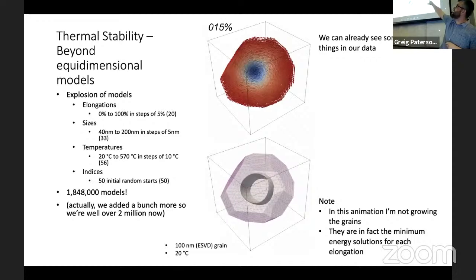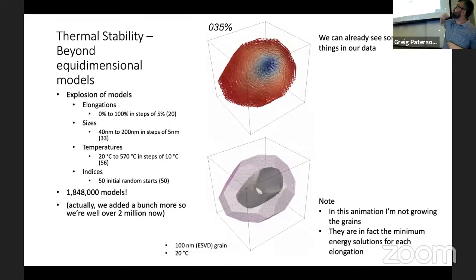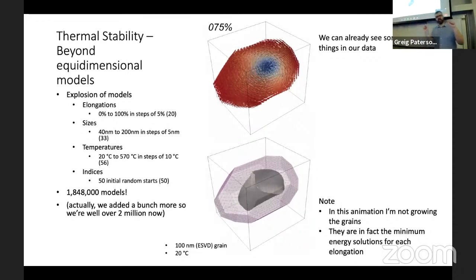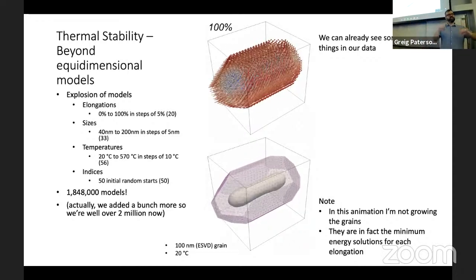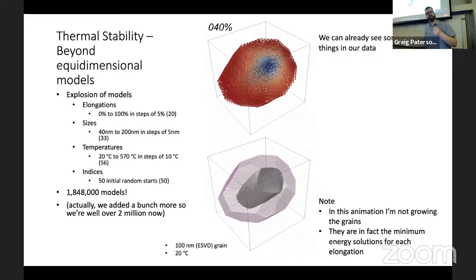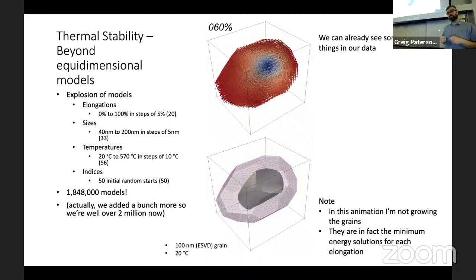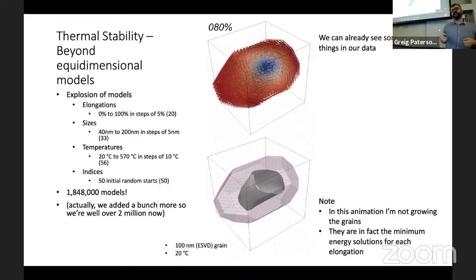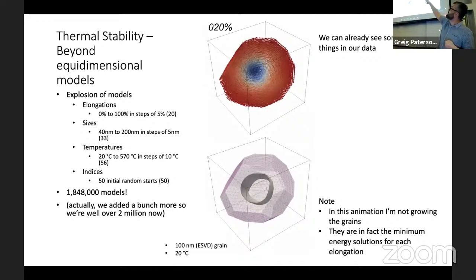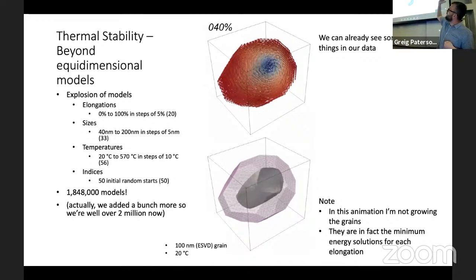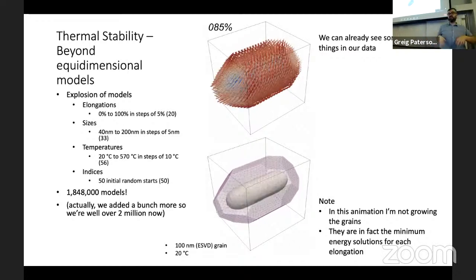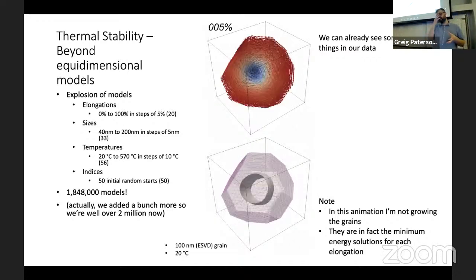So what you're seeing here is a grain which is being elongated. So we're looking at the local energy minimum. These are the most magnetically stable domain structures for a grain that's been elongated. And as you can see, from the beginning, we get something that's pointing along the diagonal. And then when we get to about 30% elongation, something very surprising happens.